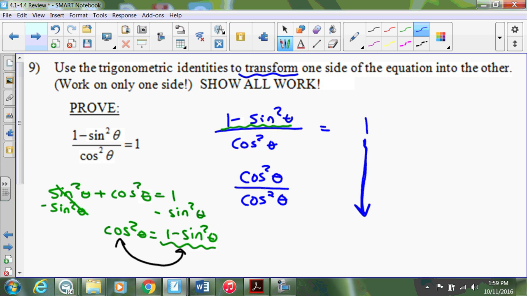And so our last step, what is cosine squared over cosine squared? It's 1. Don't make the mistake of just because they cancel out, don't think that they're gone, because basically when we cancel out, we're saying cosine squared theta goes into cosine squared theta how many times? Once. So that's why we end up with 1. We'll finally carry this 1 down, put the equal, and I like to put a check.